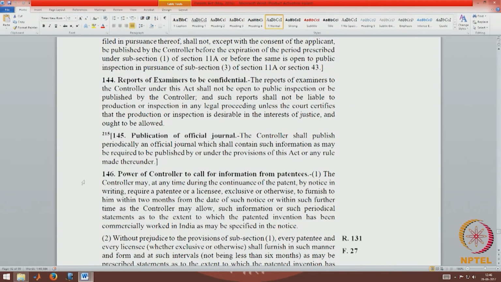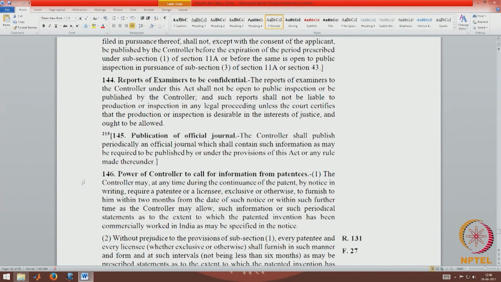144 states that the reports of the examiners are to be confidential. Now, these reports are different from what is referred to as the first examination report or the first statement of objection. This is a report that moves from the examiner to the controller. So, this should not be confused with the first examination report or the first statement of objection. This report shall be confidential unless it is required to be produced by the order of a court.